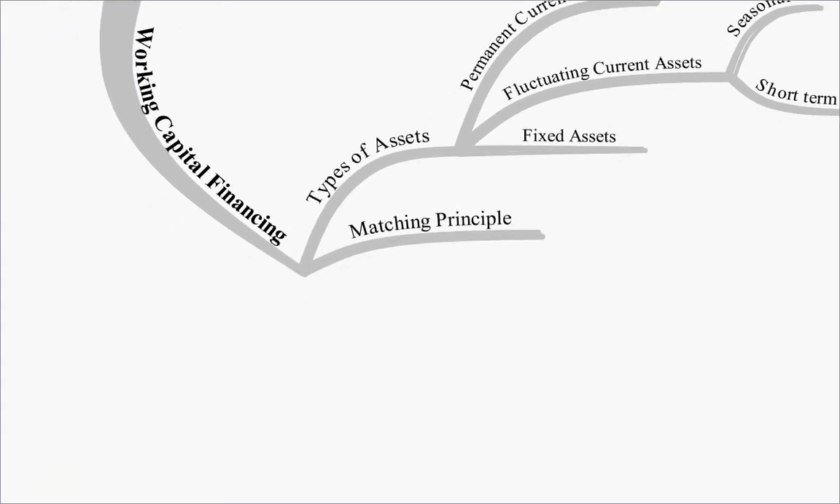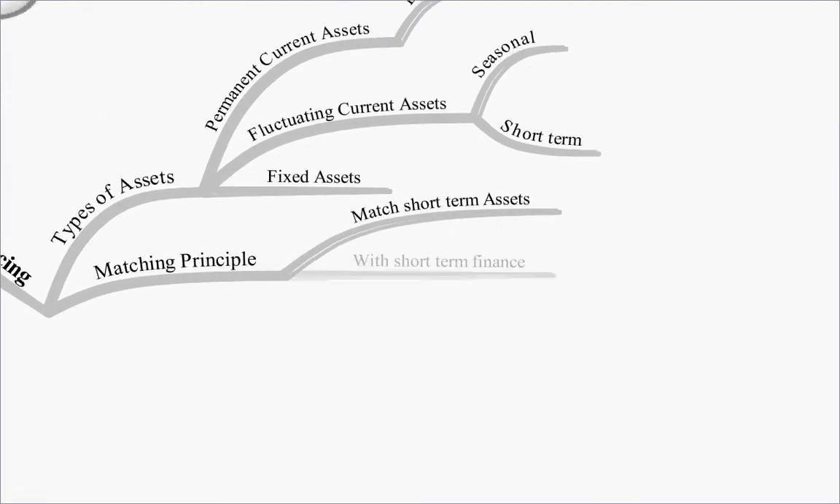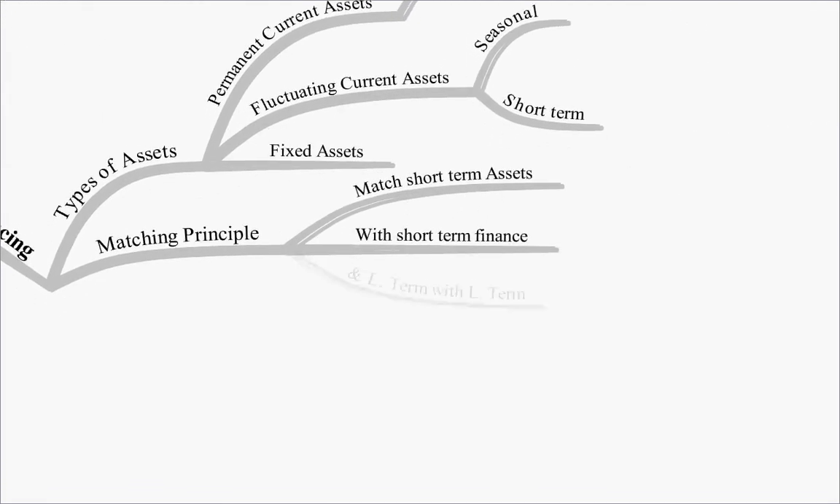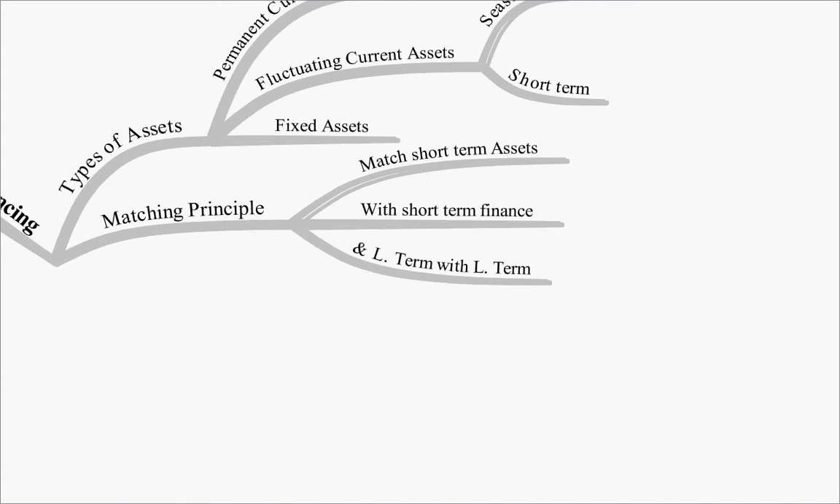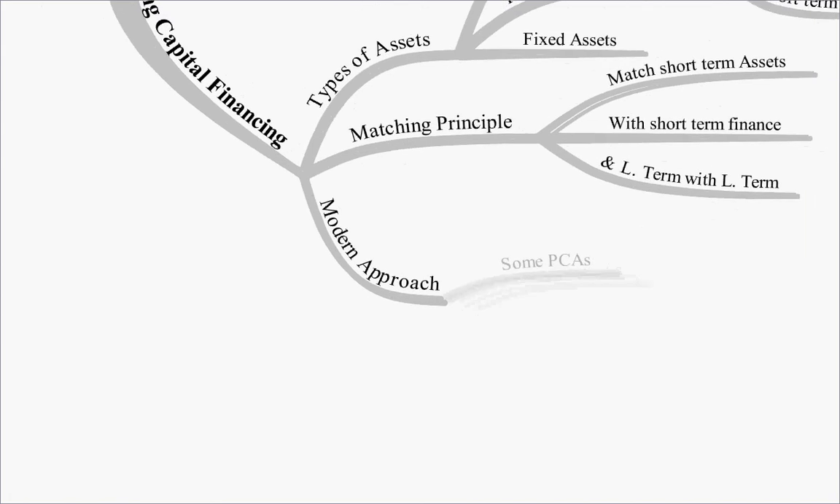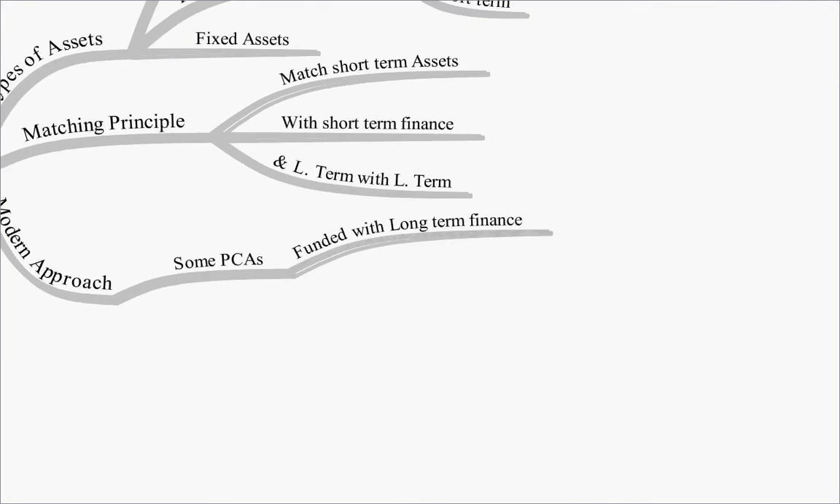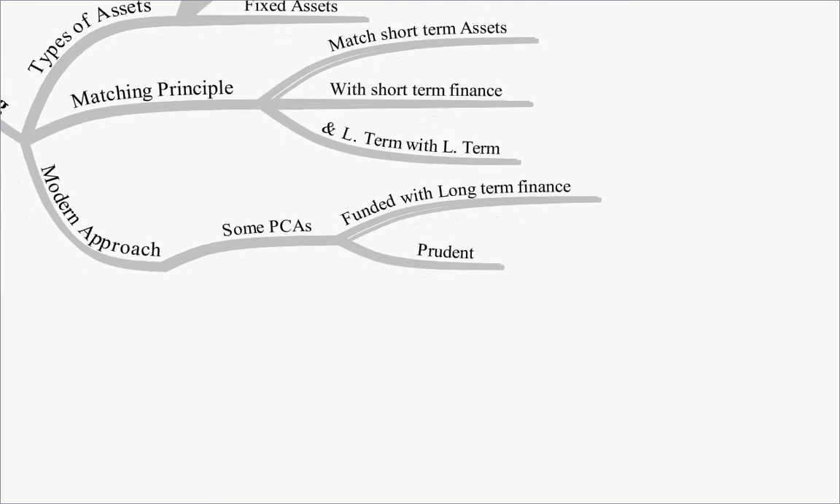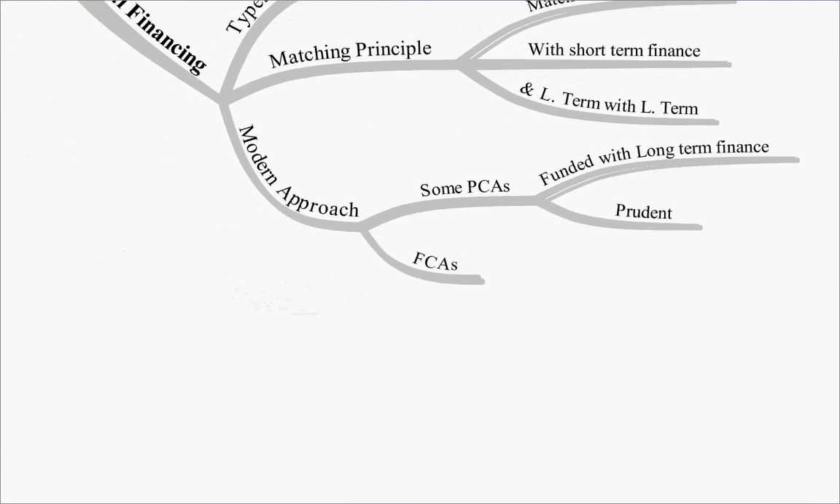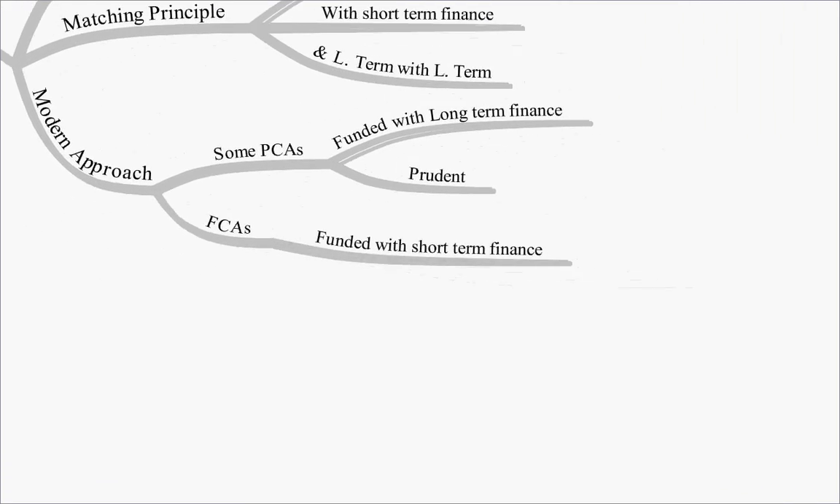Remember, we talked about the matching principle, which is that we match our short-term assets with short-term finance, and likewise then we finance our long-term assets with long-term finance. That's really quite a traditional view of how you would approach capital financing. The modern approach, well, some permanent current assets will be funded with long-term finance. It's prudent to do so. Okay, we use our long-term finance because those permanent current assets are needed all of the time. So on a prudent basis, we fund them with long-term finance. Fluctuating current assets, well, these are generally funded with short-term finance.